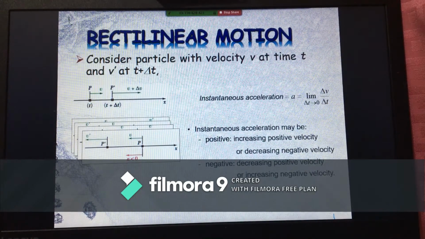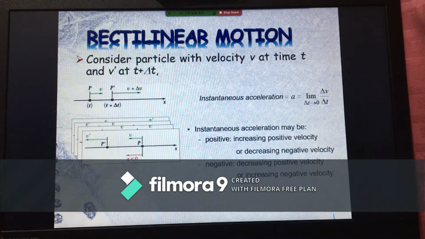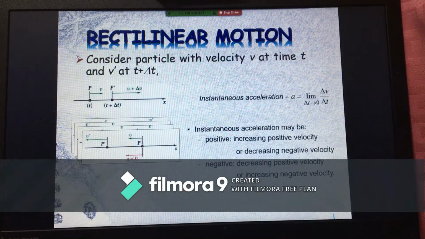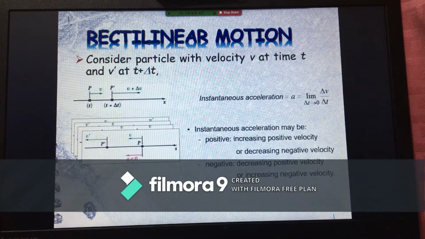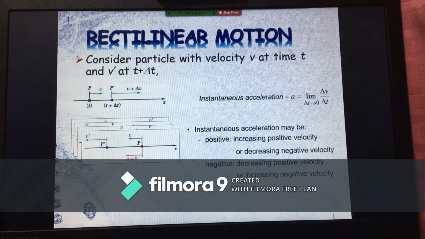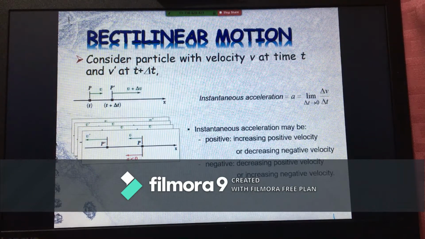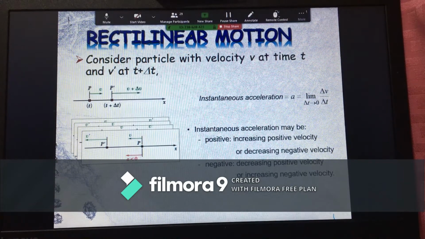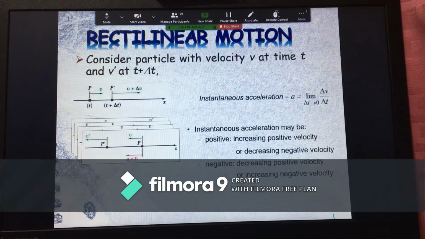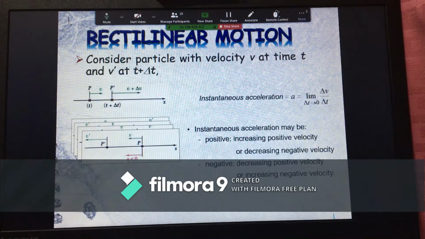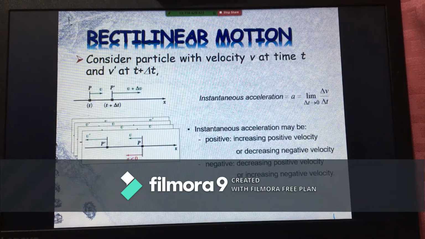So accelerate meaning you change velocity. For example, you start running, so at first you run slowly and then you speed up. Then your velocity becomes constant, so the acceleration is 0. And then you suddenly take the brake. So what happened, you slowed down, so the velocity decreased.